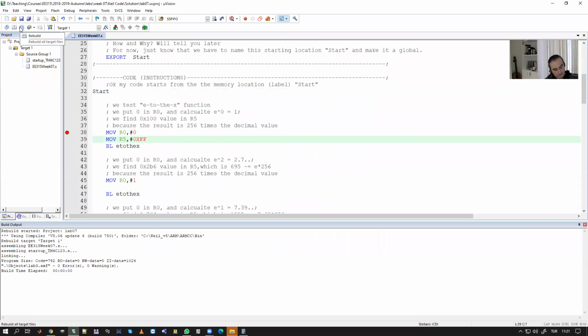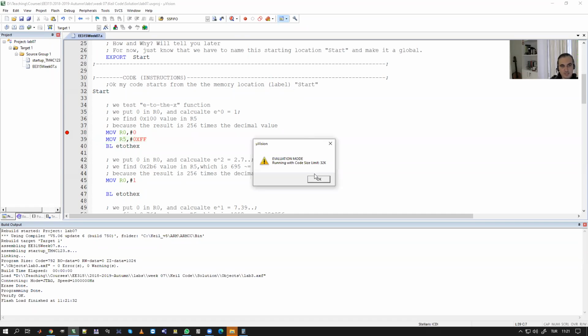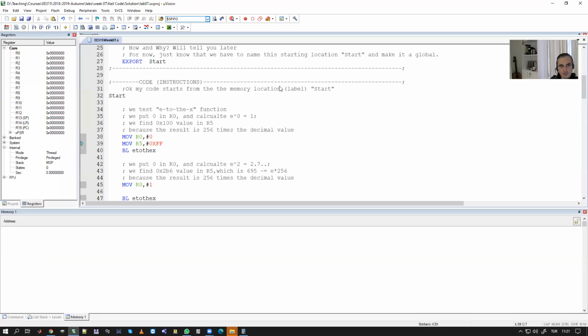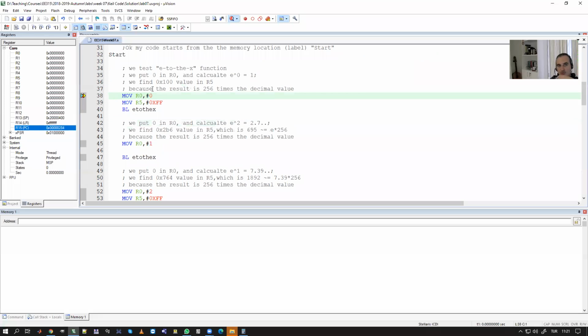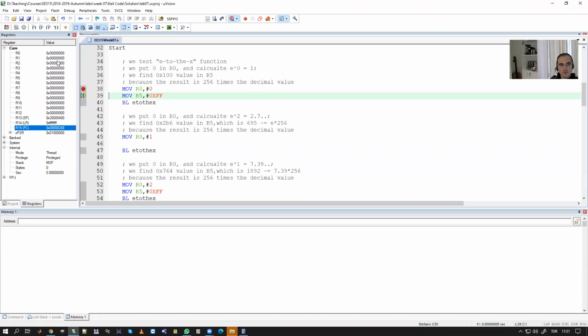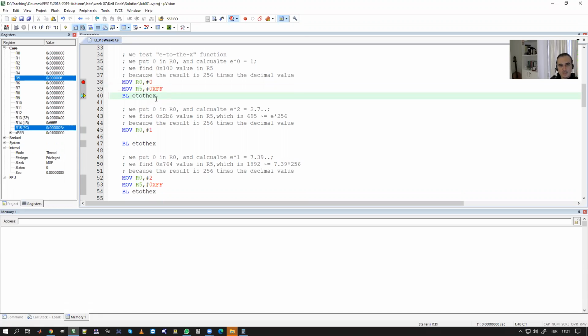Yeah, I have to start my card. Yes, it's on. Now if I load it, no problems, it's loaded. Now I start. So the first thing I calculate was e to the 0, right? Because there's 0 in R0. And I just changed the value of R5 so that I can see that it's working. The e to the x will work. So let me just not get into the function first, jump over the function, and see the result.